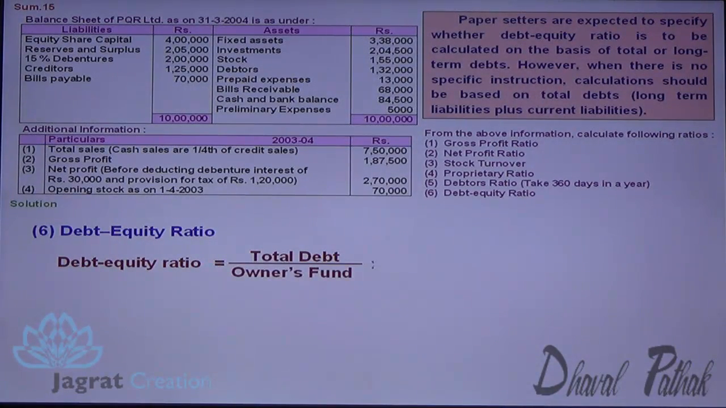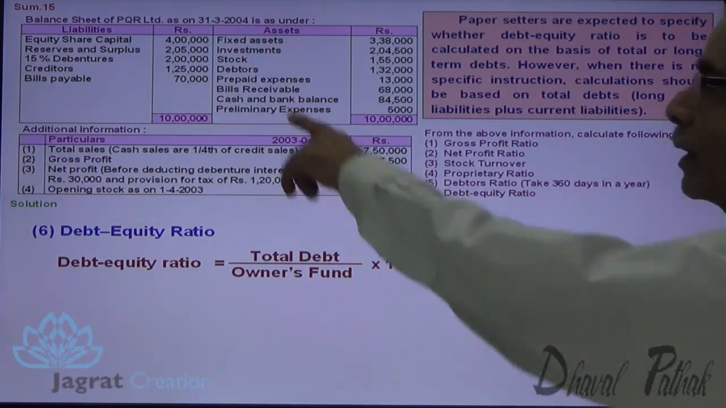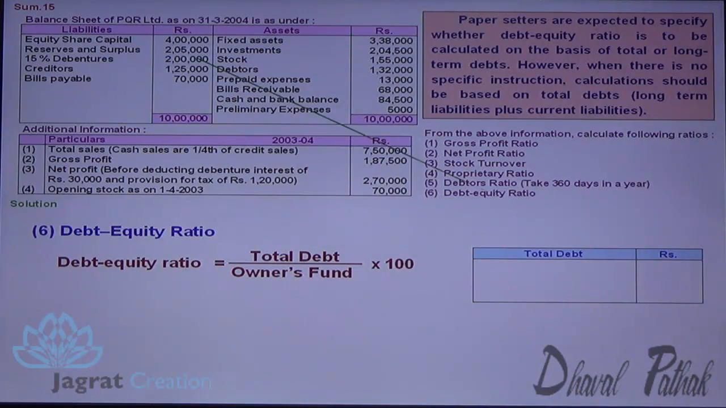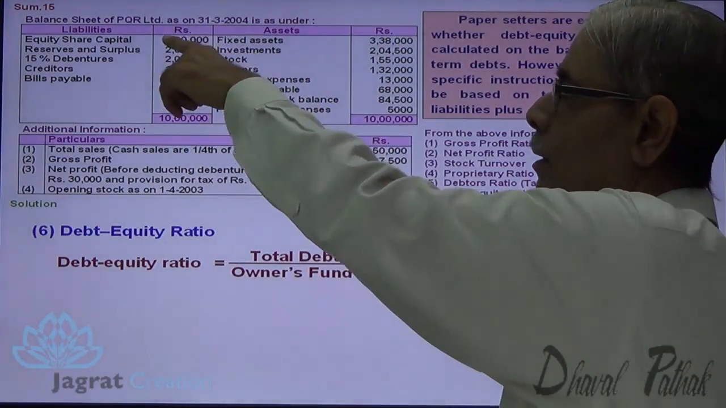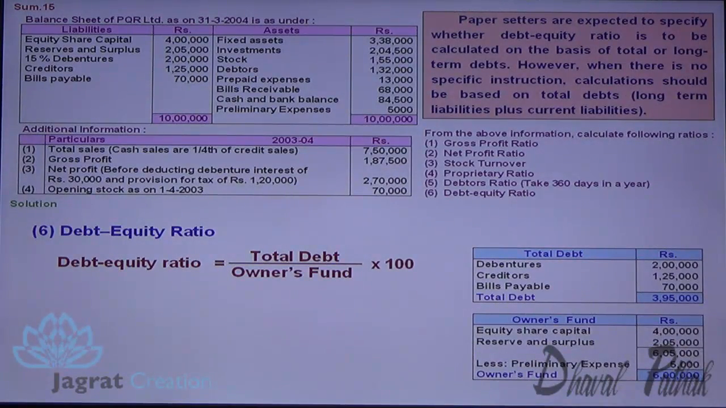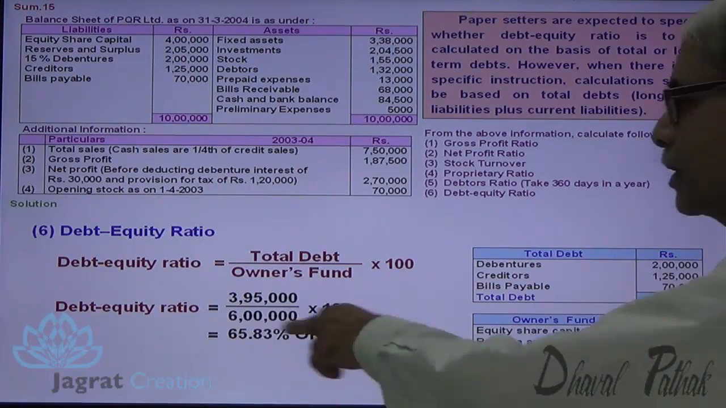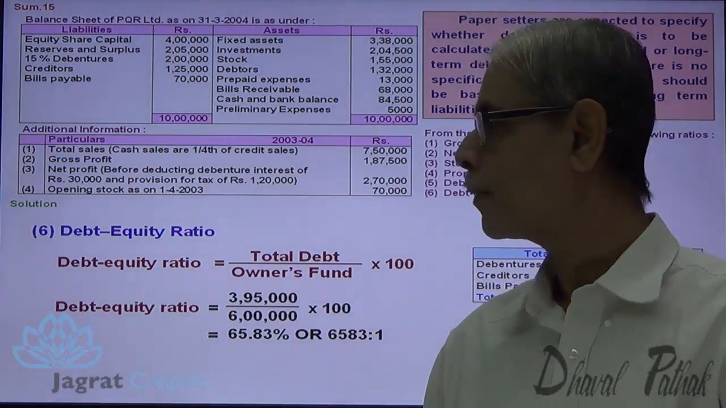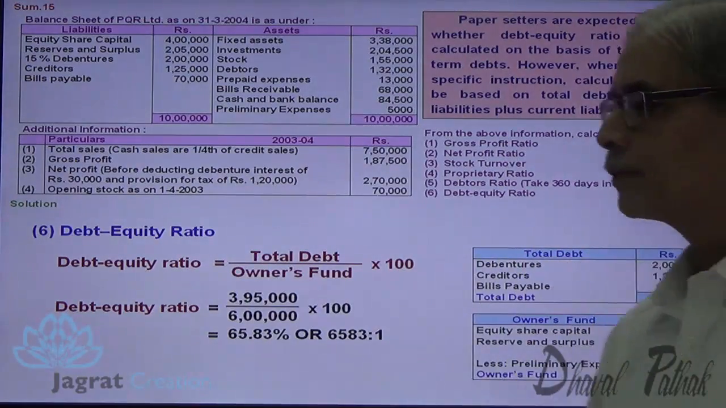Total debts divided by owner's fund into 100. I want to work out the total debts: long-term debts, 15% debentures, plus creditors plus bills payable. This works out to be 3,95,000 total debts. Now owner's fund we have already worked out: share capital plus reserves minus preliminary expenses. So debt equity ratio is 3,95,000 divided by 6 lakhs into 100, which is 65.83%. So this is how debt equity ratio is worked out.